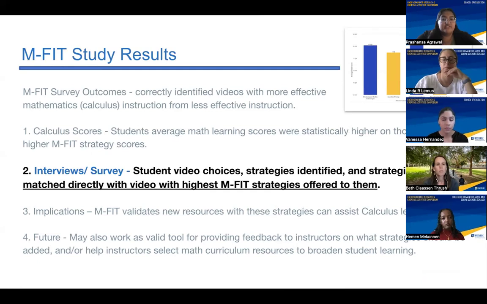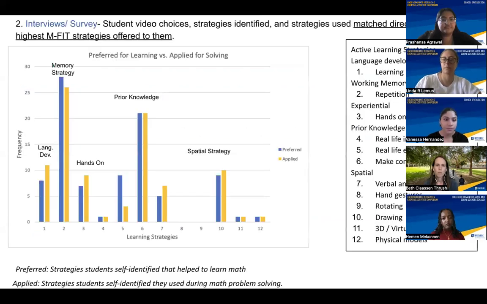The interviews and surveys from Study 1 showed that student video choices, strategies identified, and strategies used all matched directly with microtutorial videos that had high and low efficacy status. This shows us that while participants are not math experts, they are also able to identify effective active learning strategies that benefit their own learning.